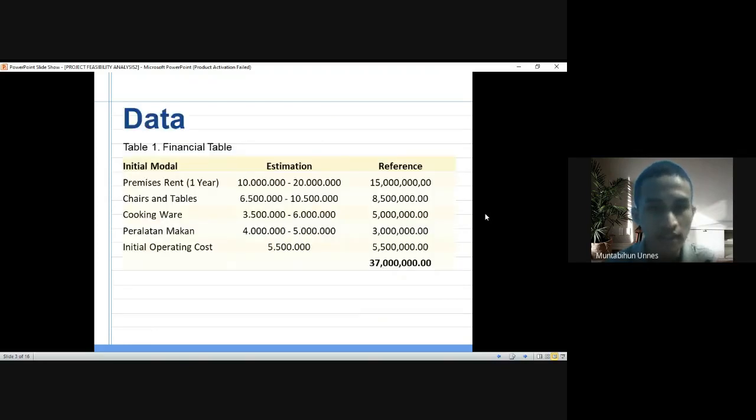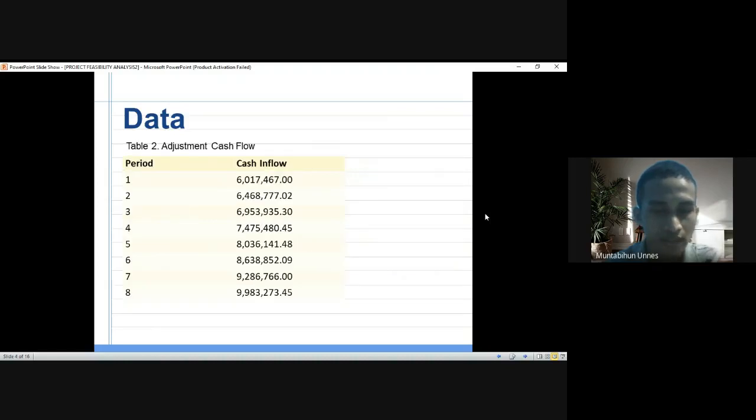And the next is the data we need for the analysis. First table is the financial table. And from this table, we get the initial investment is 37 million rupiah, which the detail is as written. And the second table is the adjusted cash flow. We need this table for the net present value and IRR methods.